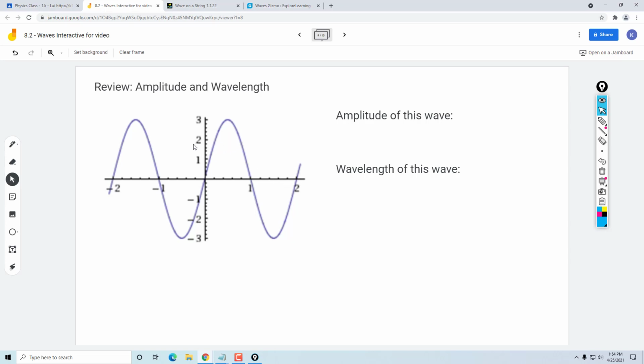Here's an example of a wave. Let's review amplitude and wavelength. The amplitude is this. It goes up to 3. So the amplitude is 3. The wavelength is here to here, or from here up, down, down, up again. So the wavelength is 2.